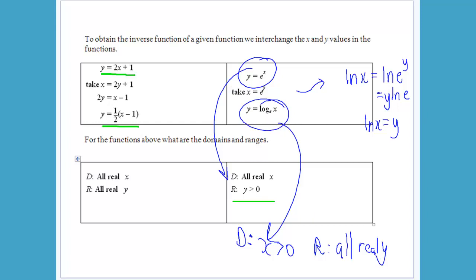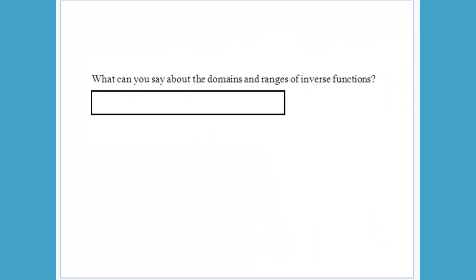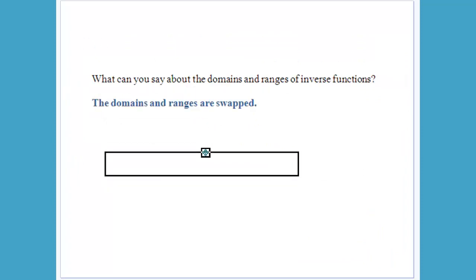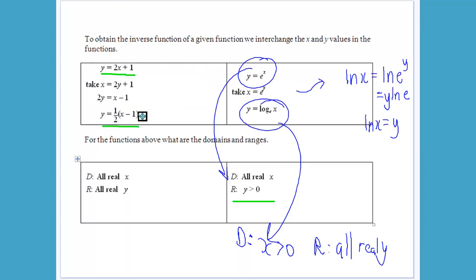This leads us to think about what we can say about the domains and ranges of inverse functions. Hopefully you're thinking the domains and ranges get swapped. That will happen every time we take the domain and range of an inverse function. The problem is whether we will have to restrict the domains of our functions to be able to get an inverse function. Not a problem here, but we'll see examples later on where we need to restrict the domain of a function.